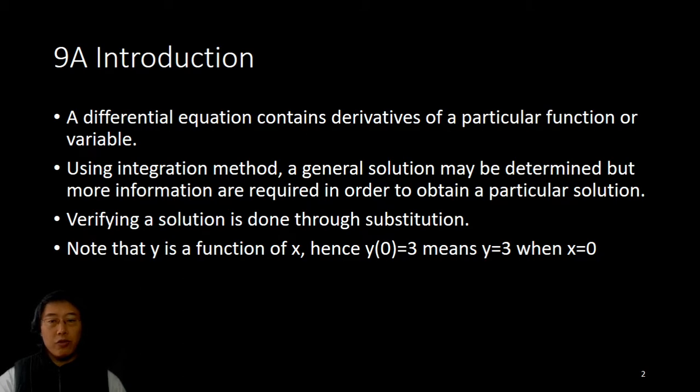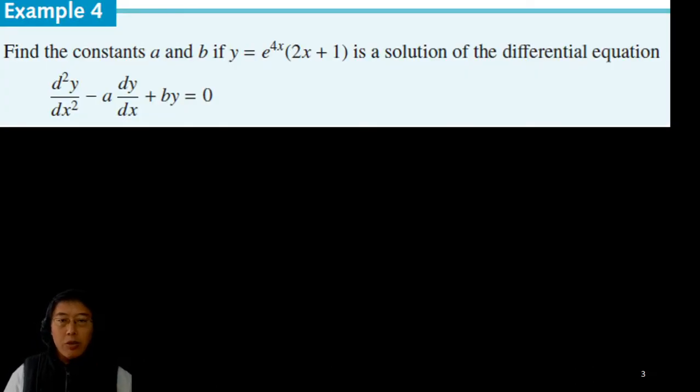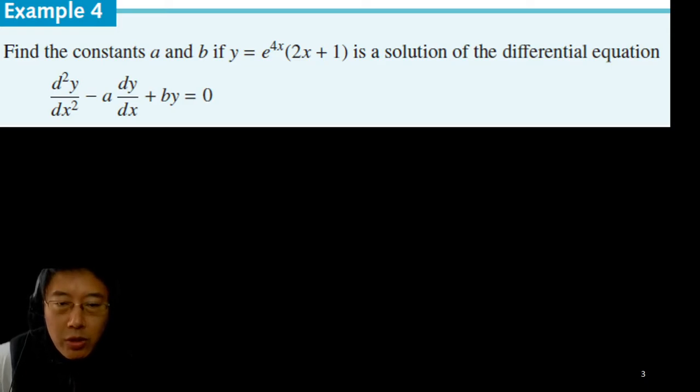You can also verify a solution through substitution. We'll do an example in a second. And for the additional information, we may use a different notation. So if you call y a function of a variable x, if we annotate y(0) = 3, what it means is if you substitute x equals 0, the y value is equal to 3.